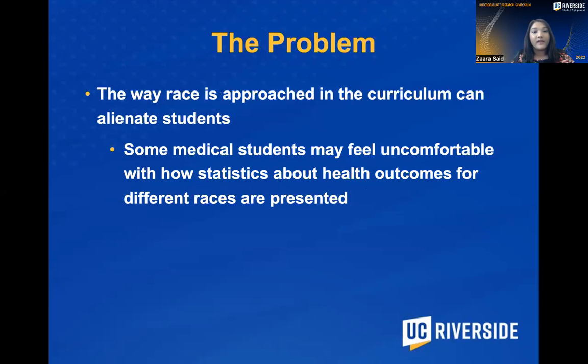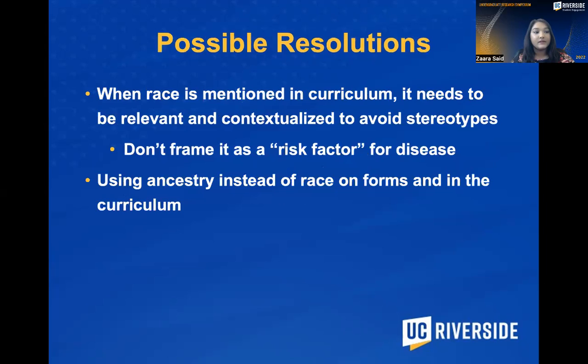Additionally, the way that race is approached in the curriculum can alienate students. Some medical students might feel uncomfortable with how statistics about health outcomes for different races are presented. Often professors will be prioritizing efficiency as much as possible, and they might be unaware of how students feel when hearing these jarring statistics. For example, one study found that several Black women in medical school felt overwhelmed hearing statistics about poor health outcomes for Black female patients, while professors seemed unfazed by them and didn't linger much on the topic.